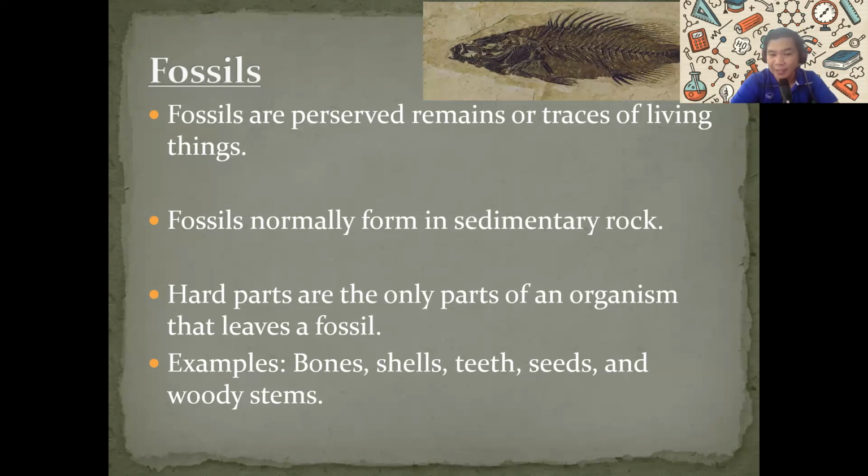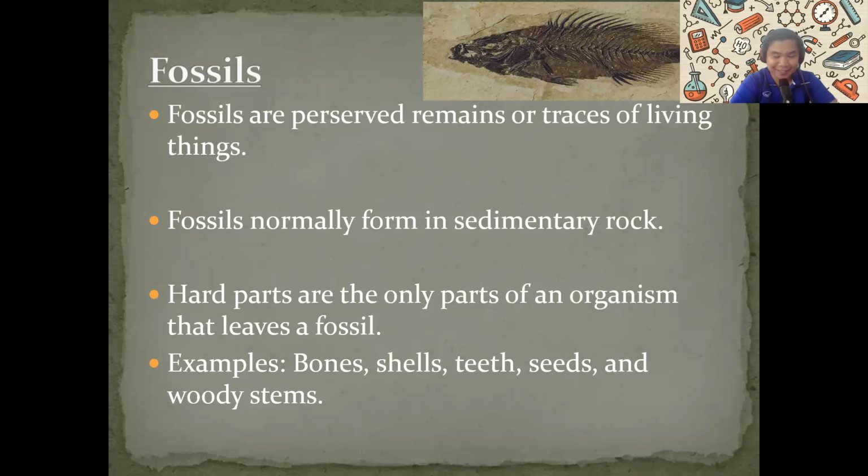Examples of hard parts are bones, shells, teeth, seeds, and woody stems. So even plants, there are fossils that come from plants that were very hard. So bones, shells, and teeth, even our teeth, can become fossils.